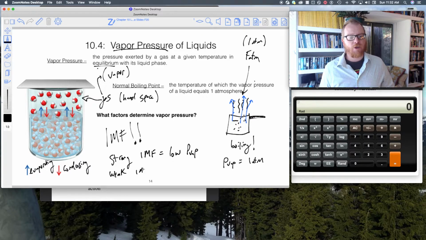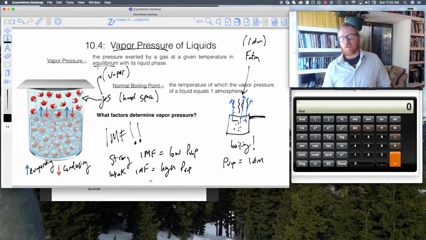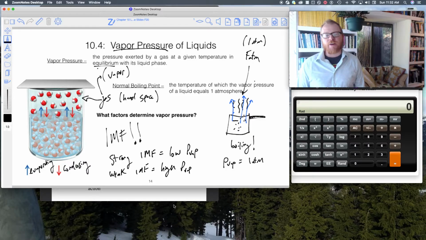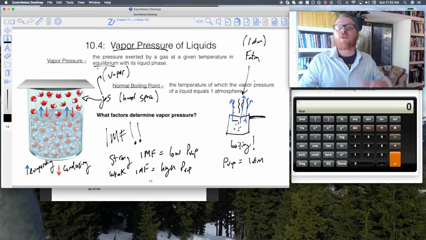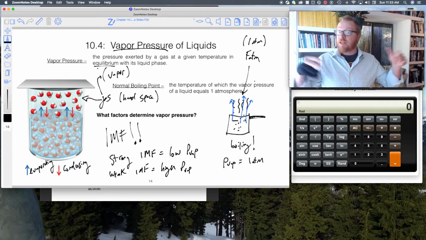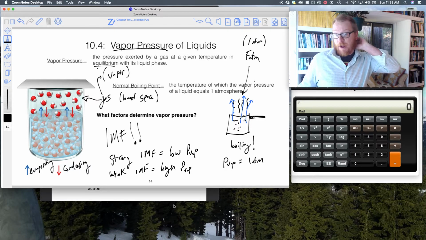Weak intermolecular forces equals high vapor pressure. If you think about this, if something has very strong intermolecular forces, it's going to be stuck together in the liquid phase. There's not a whole lot of it that's going to evaporate. Okay? So it'll have a very low vapor pressure.